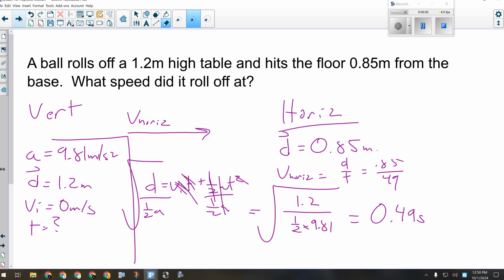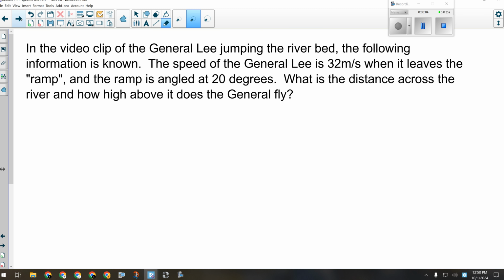So last week we were working on projected at an angle questions. What we're going to look at here is this old show from the late 70s, early 80s, called The Dukes of Hazzard. Can't watch it on TV anymore.